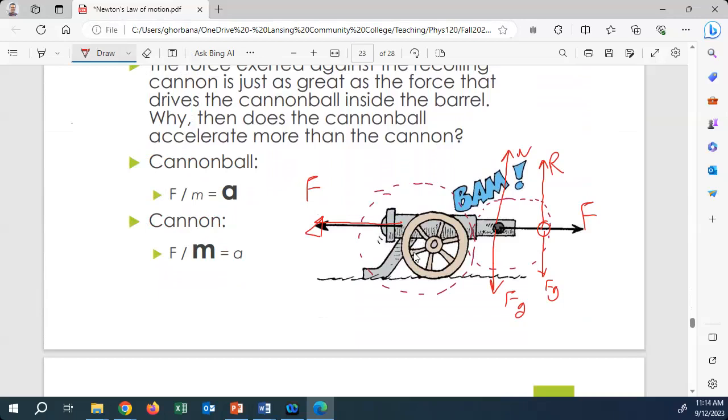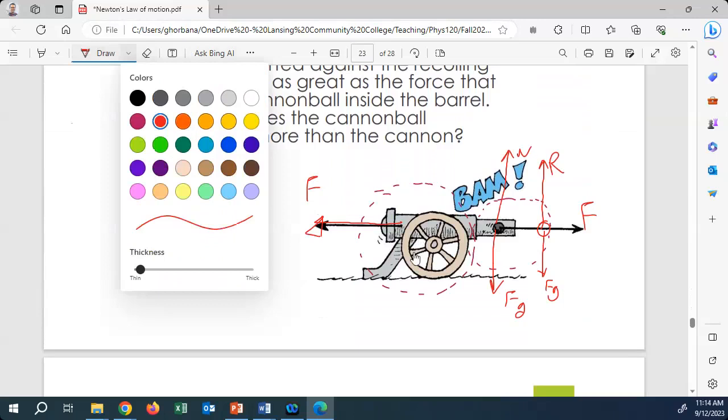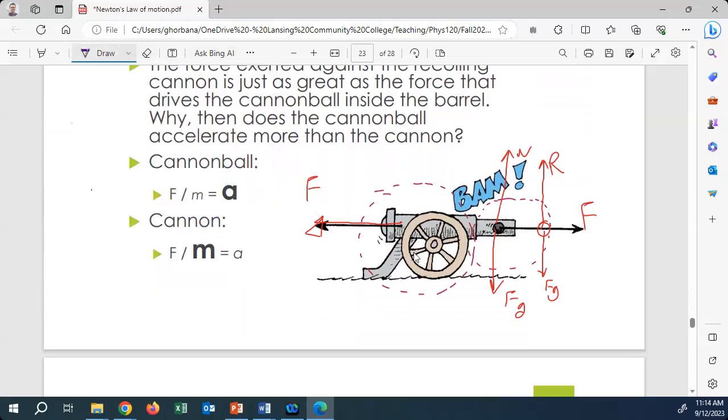Now we need to identify forces on the cannon. What color can I use that you can see better? This one. Again, normal force because it's on the ground. Force of gravity. And we already identified this. We said that the cannon exerting force on the cannonball, the cannonball exerting exactly the same force on the cannon.